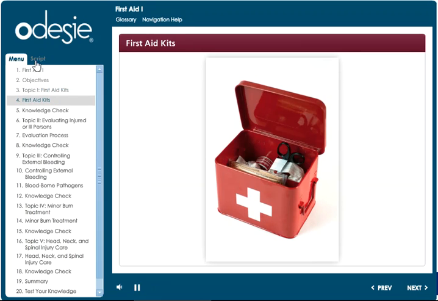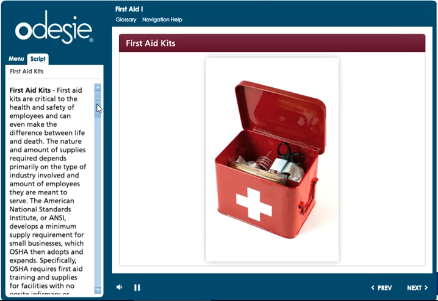First aid kits are critical to the health and safety of employees and can even make the difference between life and death. The nature and amount of supplies required depends primarily on the type of industry involved and amount of employees they are meant to serve.